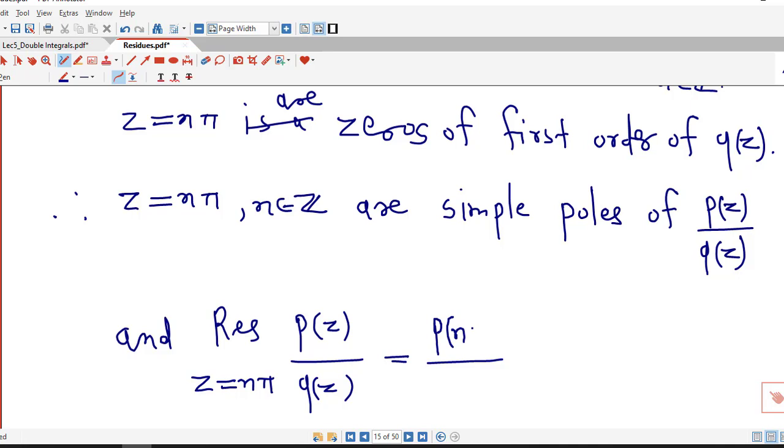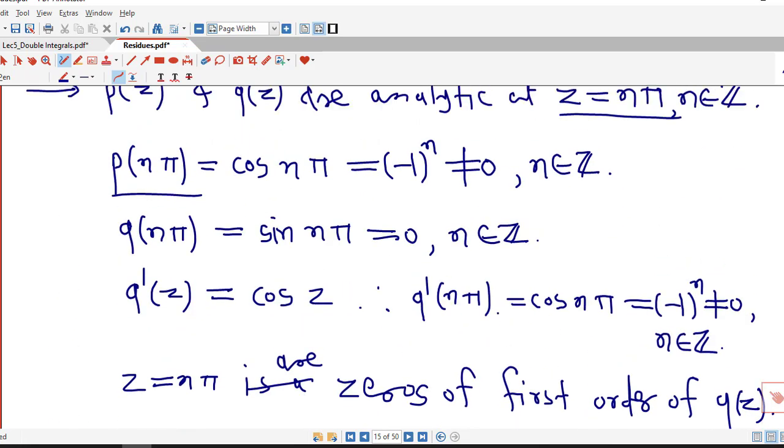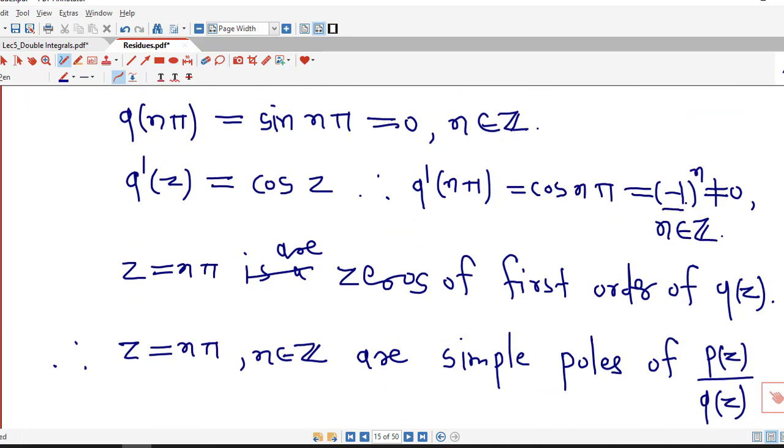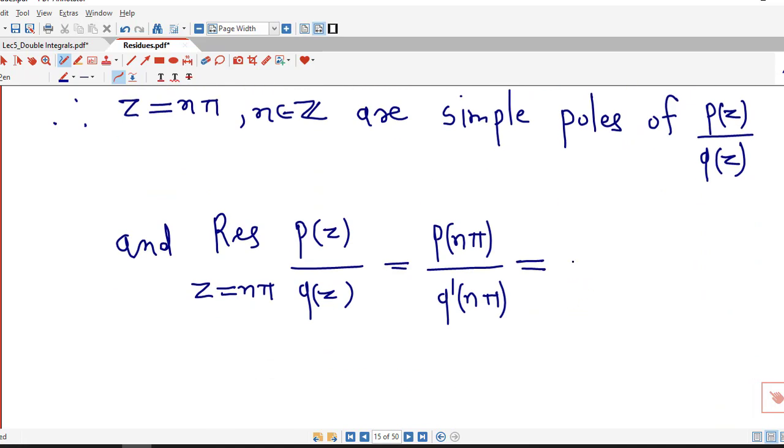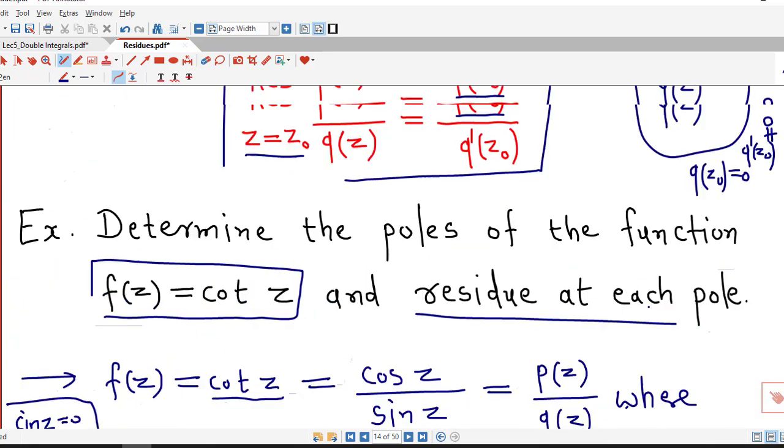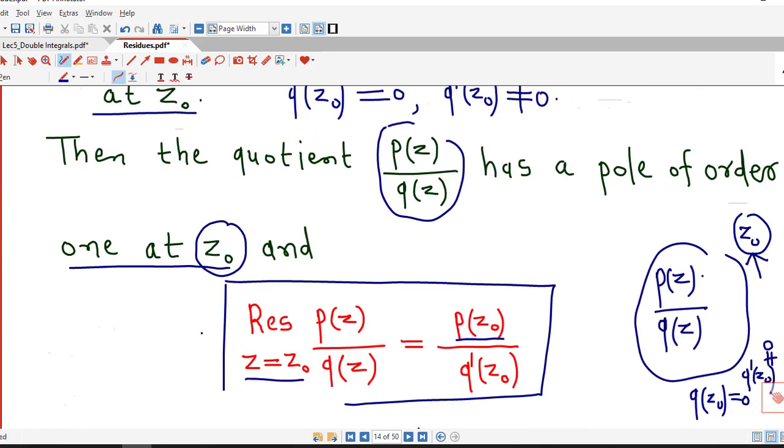This is equal to the value of function p at n pi divided by the value of function q dash at n pi. Now the value of function p at n pi is minus 1 raised to n, and the value of q dash at n pi is also minus 1 raised to n. So we have minus 1 raised to n divided by minus 1 raised to n, which is nothing but 1. So the residue at every point z equal to n pi is 1, where n is any integer. In this way we can use this result to decide the residue at simple poles.